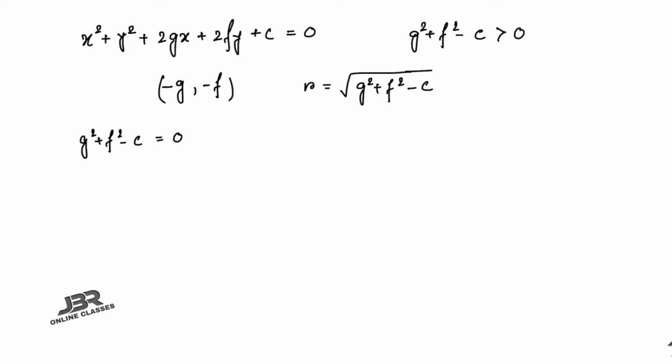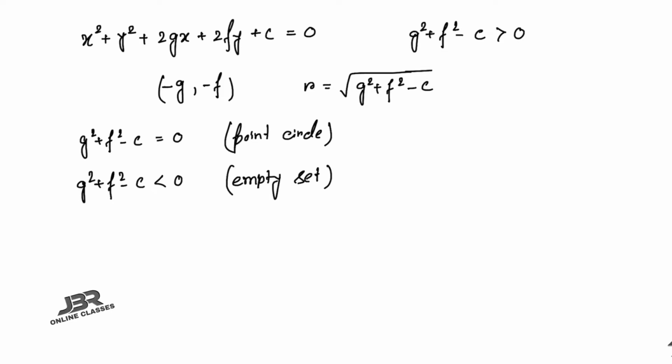then the equation represents a single point set, or it's also called a degenerate or point circle. I repeat, if g square plus f square minus c equal to 0, then it represents a single point set, or a degenerate point circle. And if g square plus f square minus c is less than 0, then it represents an empty set.